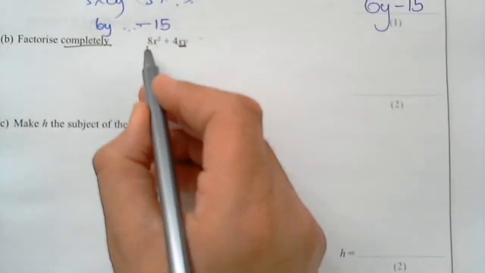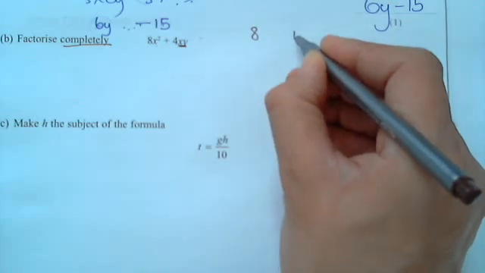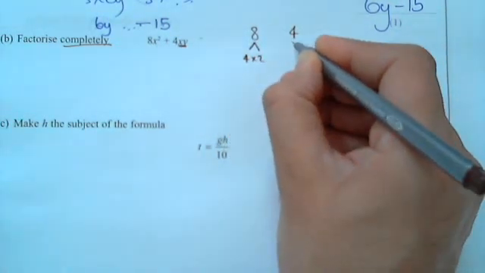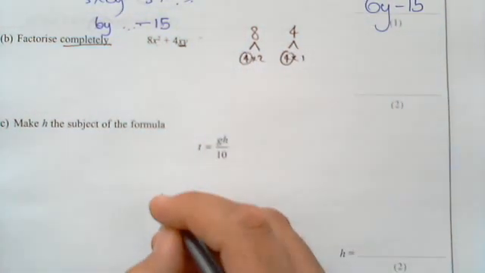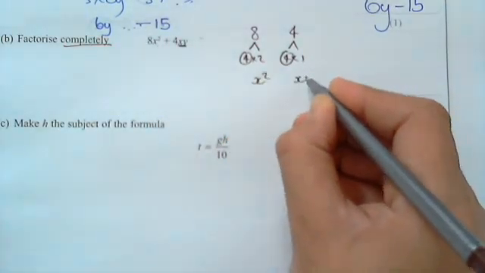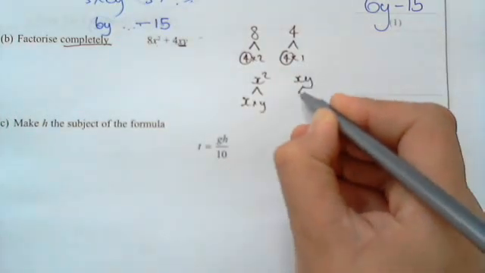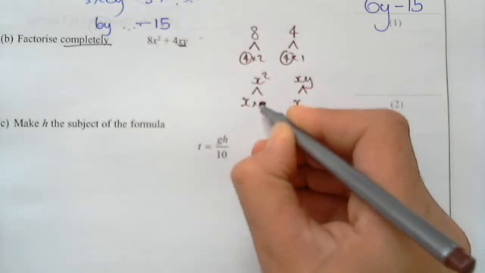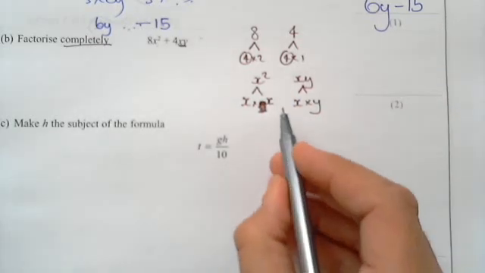So we have to see, what do these share in common? Now in the number 8 and the number 4, the number 8's factors are 4 times by 2 and 4's factors are 4 times by 1. So they both share a 4 in common. We have x squared and xy. X squared is made up of x times by x. And xy is made up of x times by y.